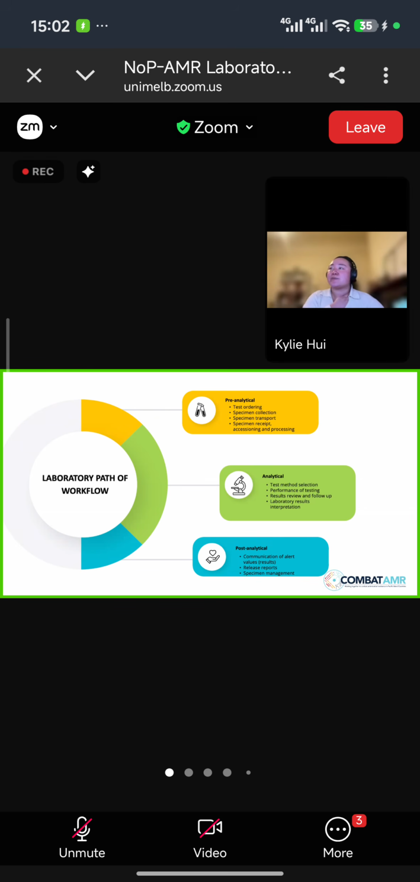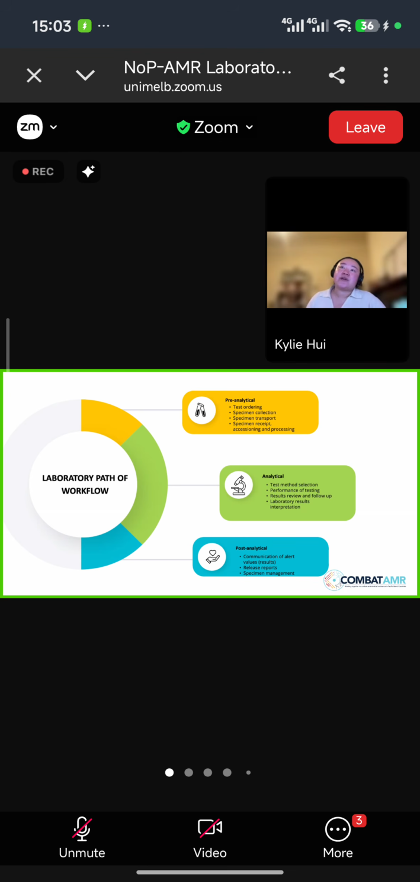Last session, we spoke about our pre-analytical testing. That would be test ordering, specimen collection, specimen transport, specimen receipt, accessioning, and processing. This was really important because last time we spoke about specimen rejection criteria. Then we get to the analytical stage, which is the test method selection, when we want to perform our tests, results review and follow up, and also laboratory results and interpretation. And lastly, post-analytical. These are communication of alert values, release of reports, and specimen management.